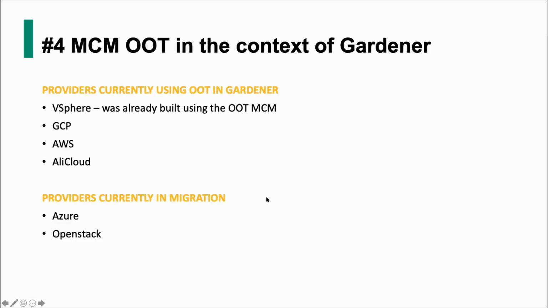So currently in Gardener, the following cloud providers are already using the out-of-tree approach: vSphere, which just got built with the OOT approach. GCP, AWS, and Ali Cloud have been migrated from in-tree to out-of-tree. And the providers which are currently in migration are Azure and OpenStack. And very soon they should be on Gardener.